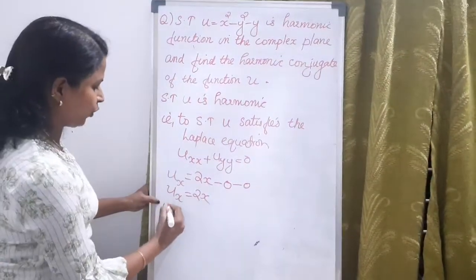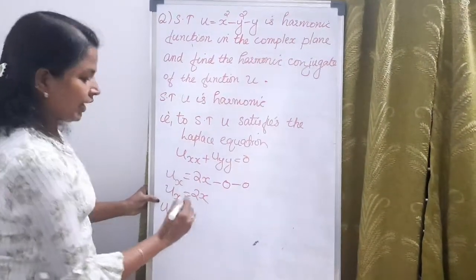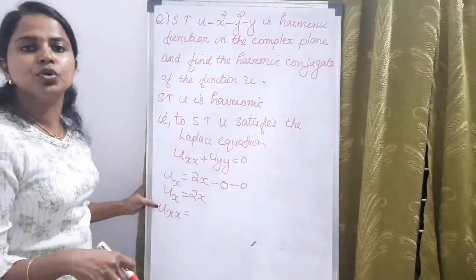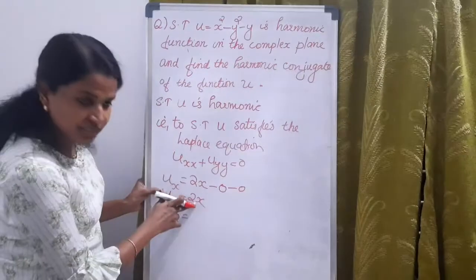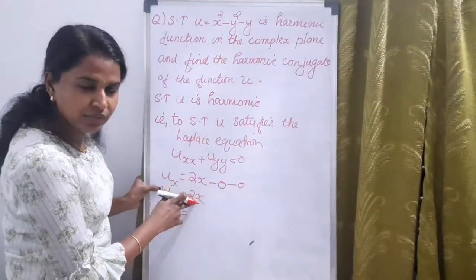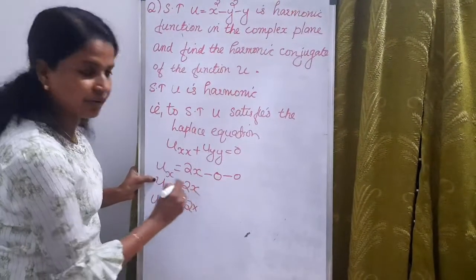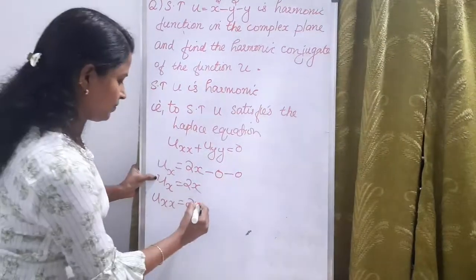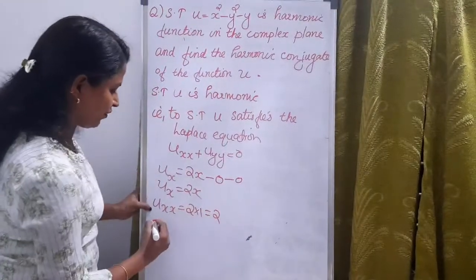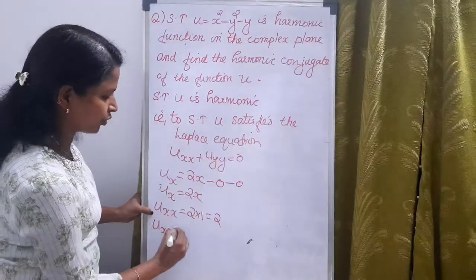Then uxx. Again differentiating 2x with respect to x. Here 2 is constant, 2 into the derivative of x, which is 1. So we get uxx equal to 2.